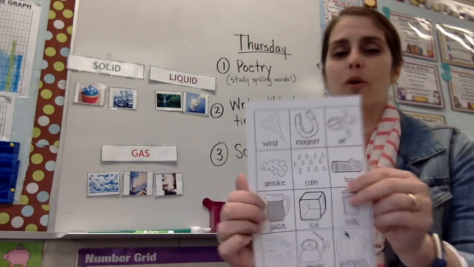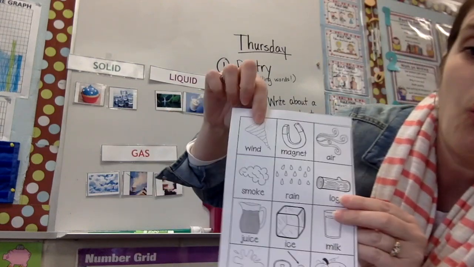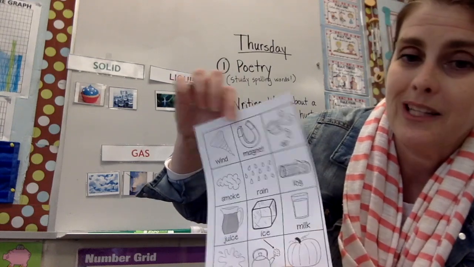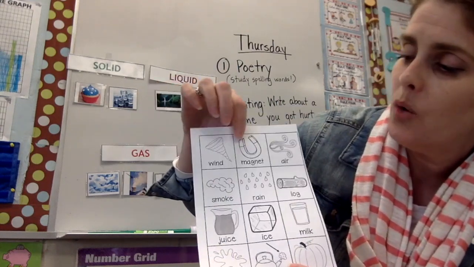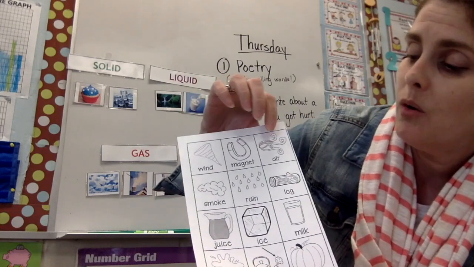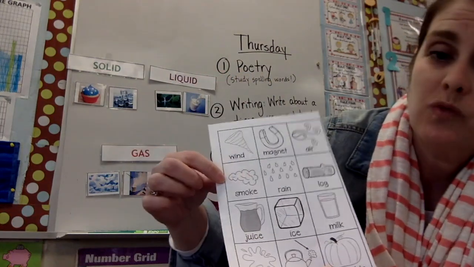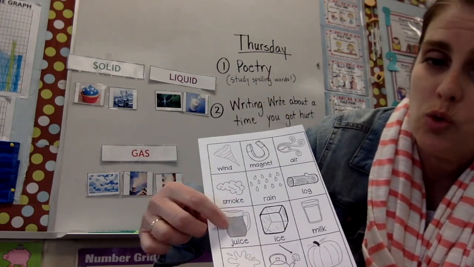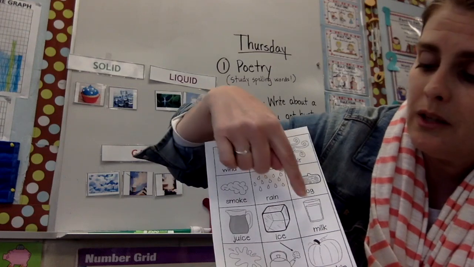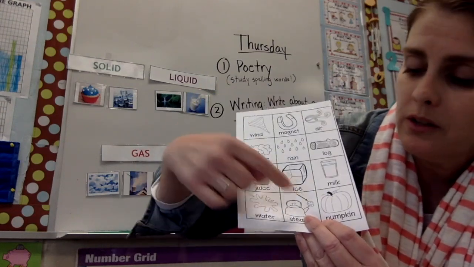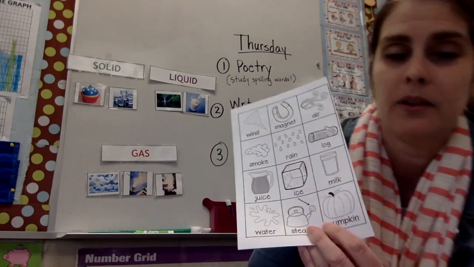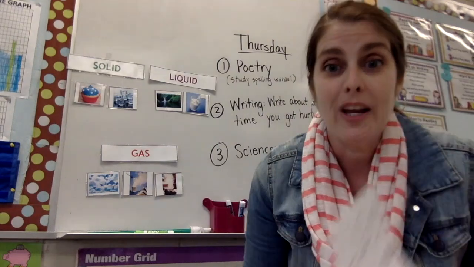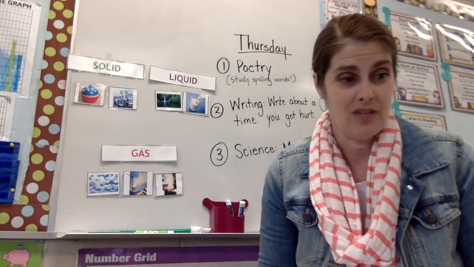All right, so let's go over what these are. We have the wind. Think about what that might be. That's like blowing air. We have a magnet. We have air, smoke, rain, a log, juice, ice, milk, water, steam, and a pumpkin. So cut those out and glue them in the right spots. If you want to, you can color it too. That always looks nice if you have time to do that.